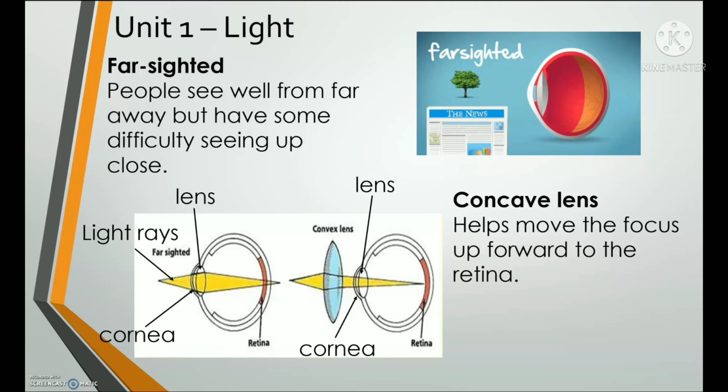Very good. A far-sighted person should use a convex lens because it would help the light rays move the focus forward to the retina. Very good.